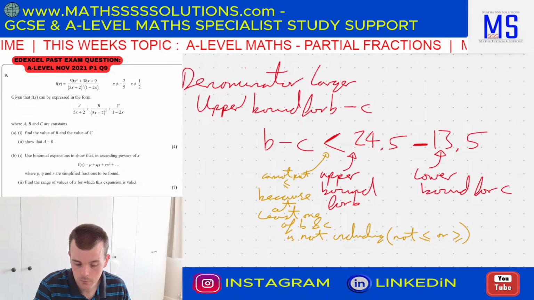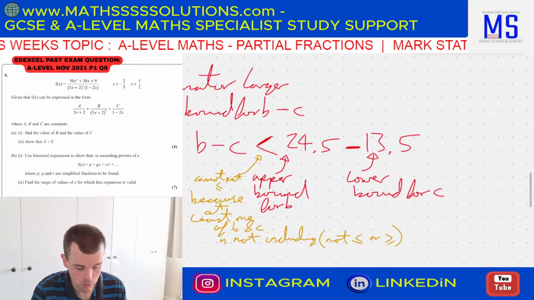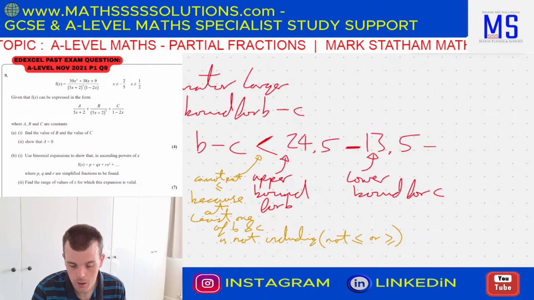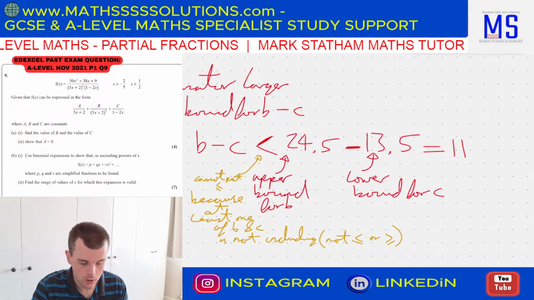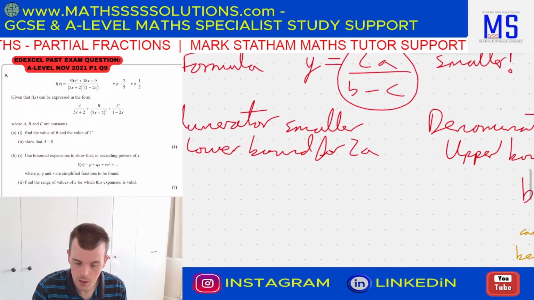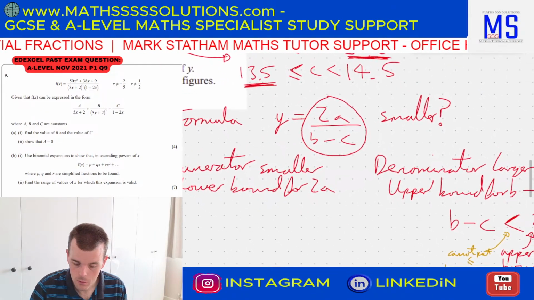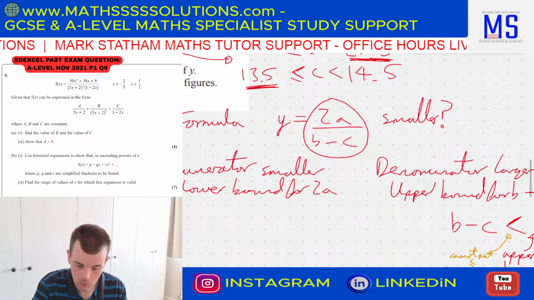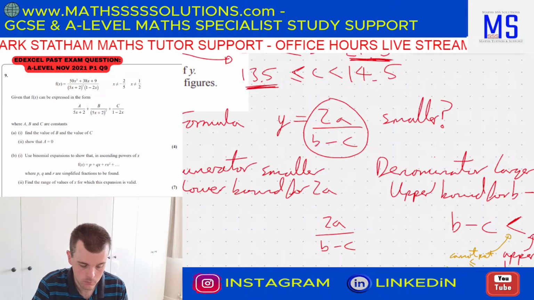Right, so yeah, you can do these in a calculator. Usually the bounds questions are in a calculator, but 24.5 take away 13.5 is equal to 11. So going back to the question at hand, b minus c, as we've said, is at most 11.